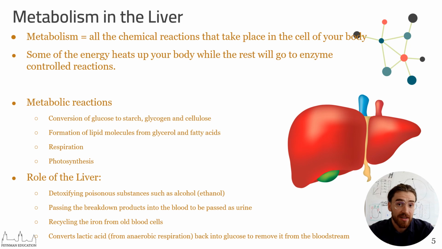Now, the role of the liver in the body is to detoxify poisonous substances such as ethanol in the alcohol that we drink from our blood. It is going to be passing these broken down substances and waste products into the blood to allow it to be taken out via urine, as well as recycling iron from old blood cells. So when blood cells get too old, they are broken down and that iron is stored in the liver. And that's why livers are so good for a source of iron.